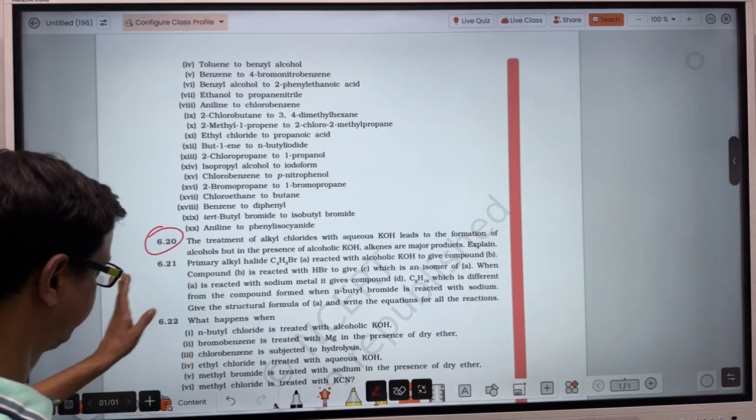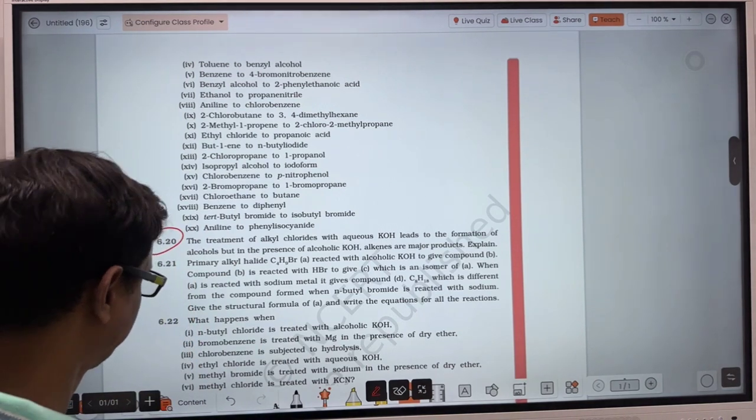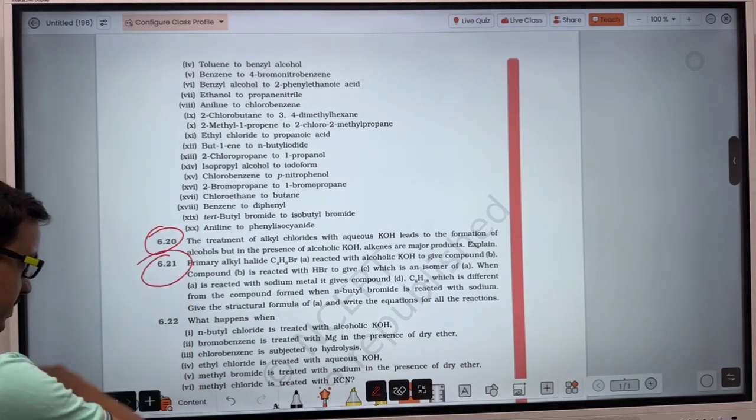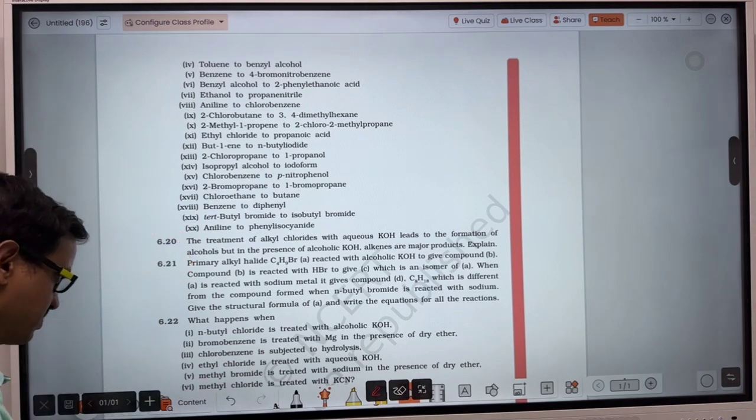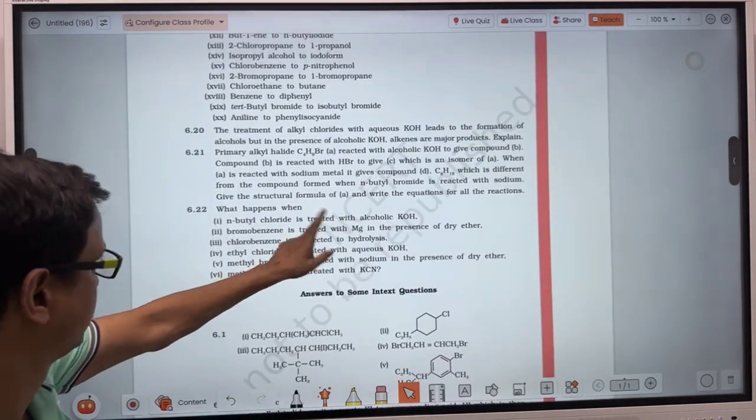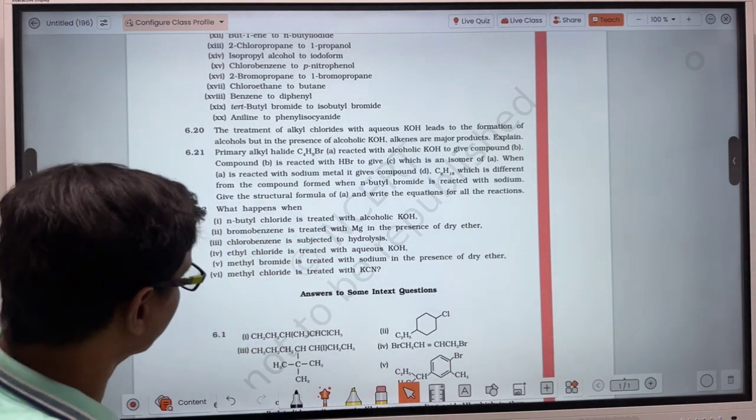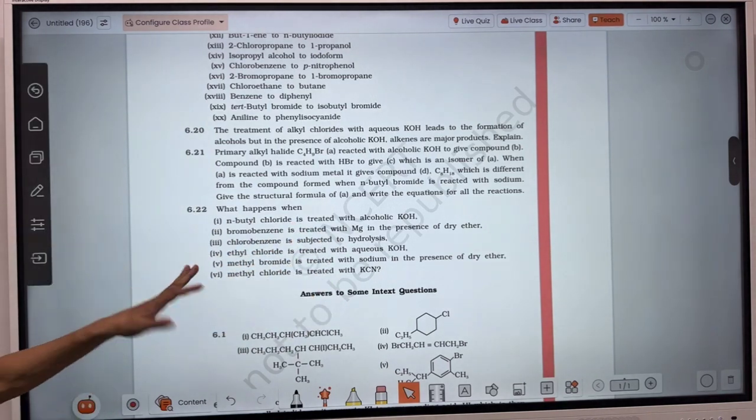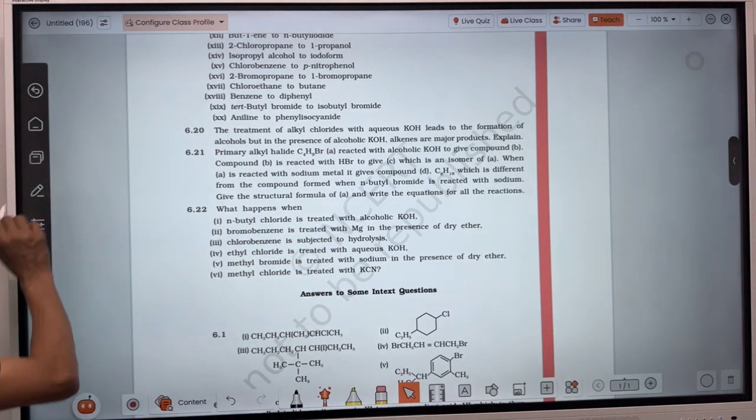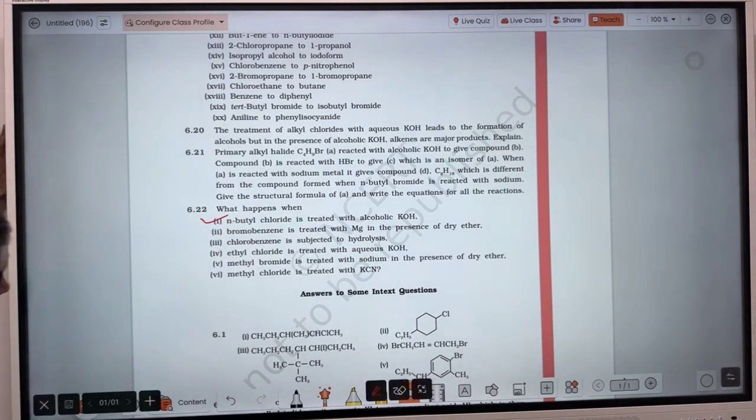This question also. Yes, this question also you got there. What happens in these questions? Watch the reactions here. Like one question I am solving here: normal butyl chloride treated with alcoholic KOH. About that one, I have already taught you, but maybe you feel not comfortable. So one part I am solving, the remaining part you solve.